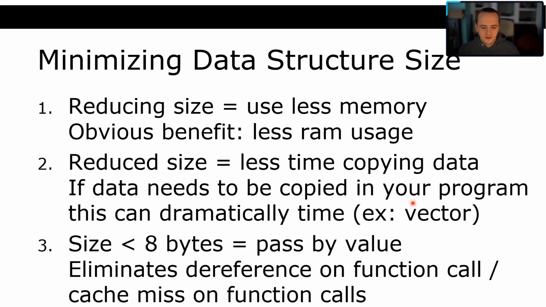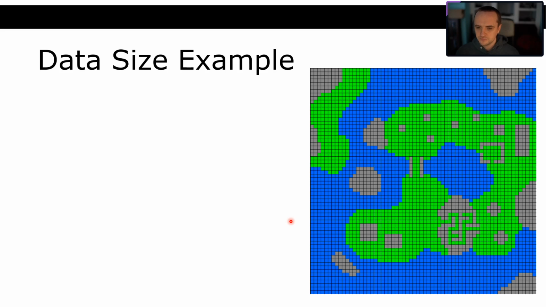And not only that, but if you can get the size of your data structures to be less than or equal to 8 bytes, then you can pass them by value instead of by reference. And if you can do that, then you can eliminate the dereference on a function call, and you can eliminate a potential cache miss on function calls, okay? And we'll talk about cache misses in a little bit. So let's look at an example of data size.